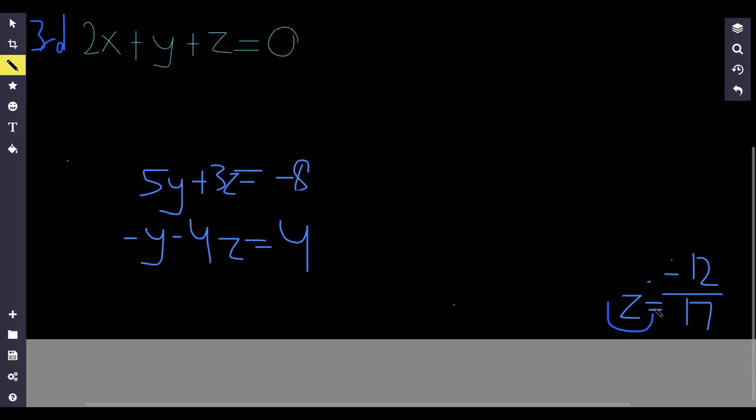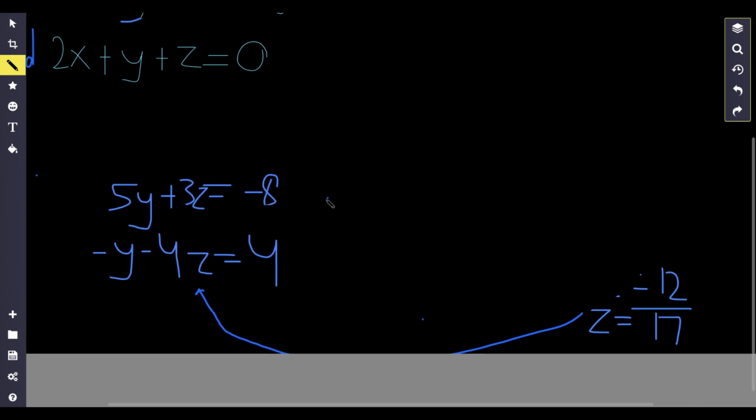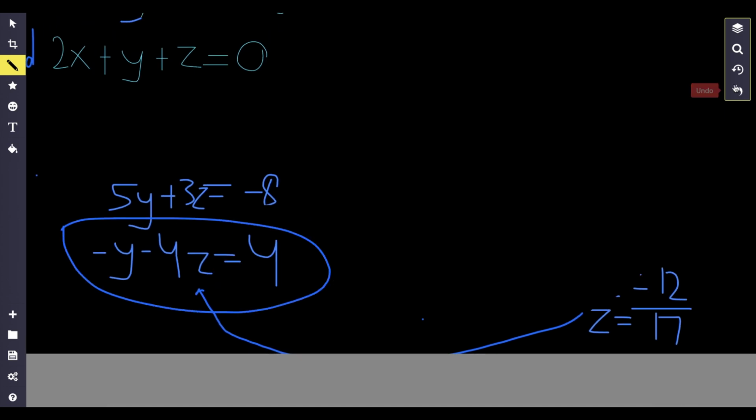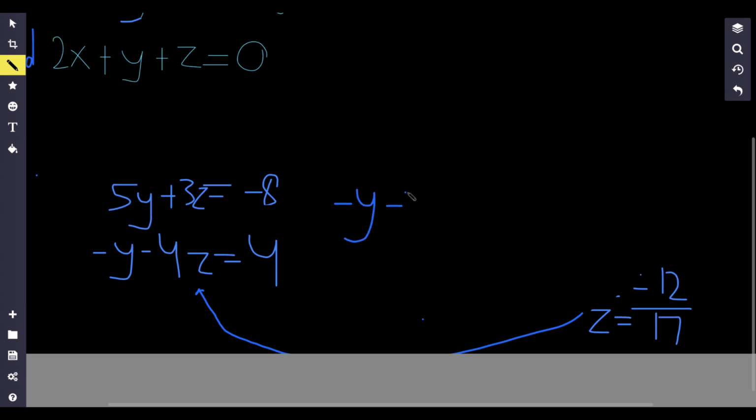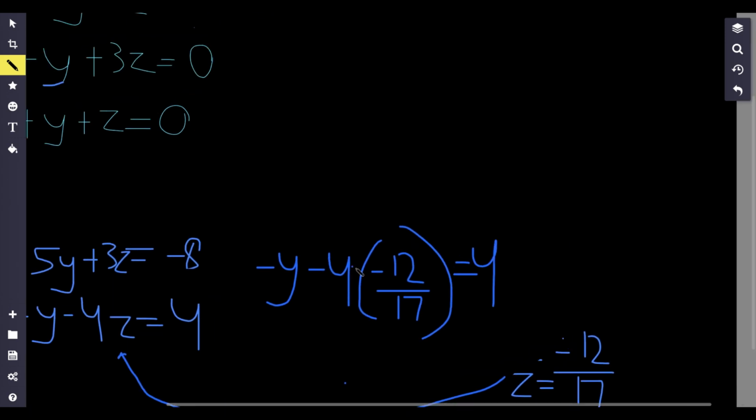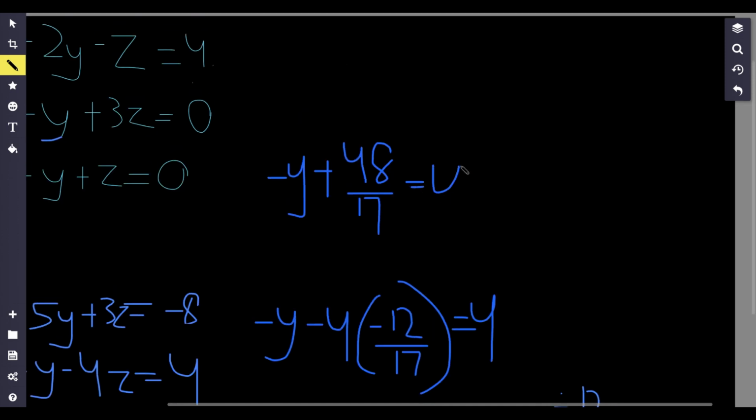Now that we know what z is equal to, we can substitute z back into one of these mini systems of linear equations, and we can solve for y, because it's two variables. So in this case, let's substitute it into the second equation. So we have negative y minus 4 times negative 12 over 17 equals 4. Negative 4 times negative 12 over 17 is, negative negative makes positive, so it's just going to be negative y plus, and then 4 times 12 is 48 over 17 equals 4.